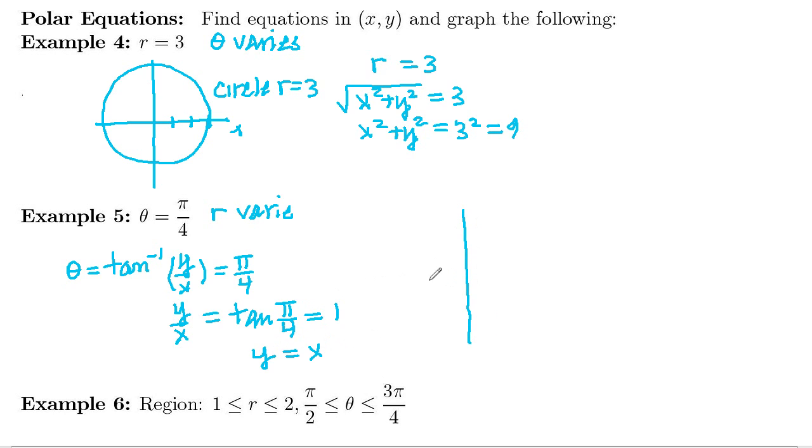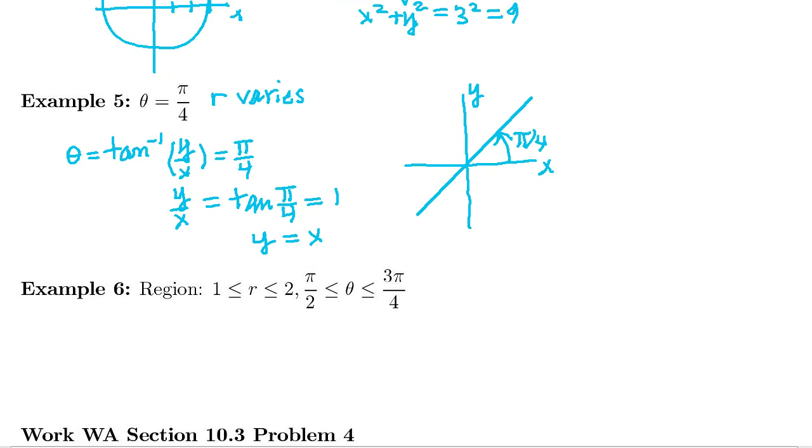And this makes sense. So you've got the x-axis and y-axis here. And then you want to go up to the angle pi over 4 from the positive x-axis. But your radius can be anything. So your radial distance up and down this line can be positive or negative. So you get a line. So r constant is a circle, theta constant is a line.